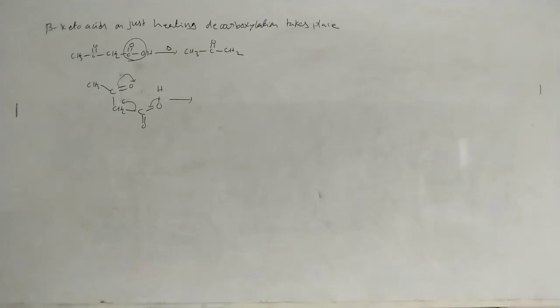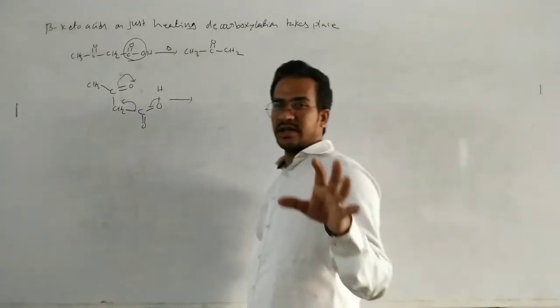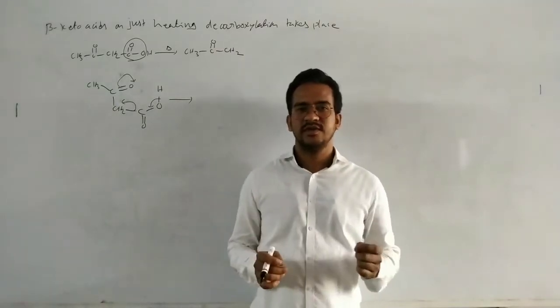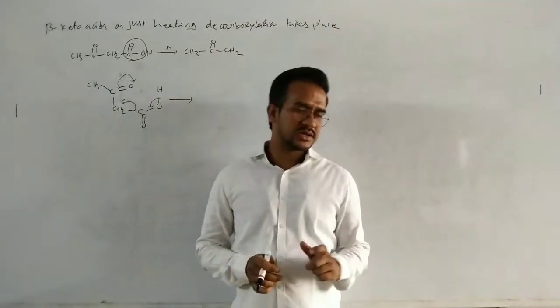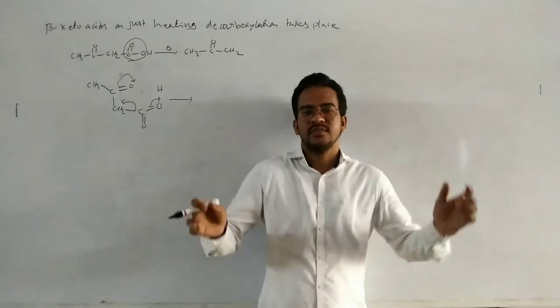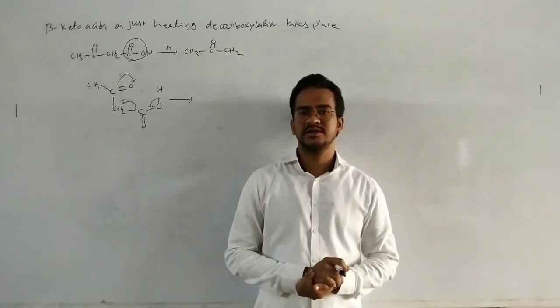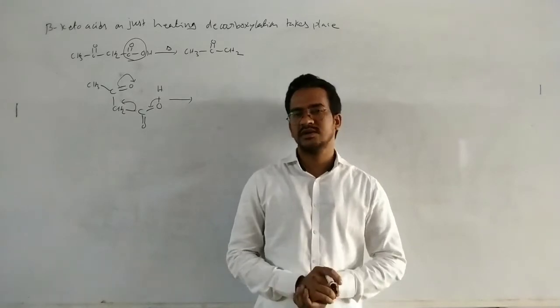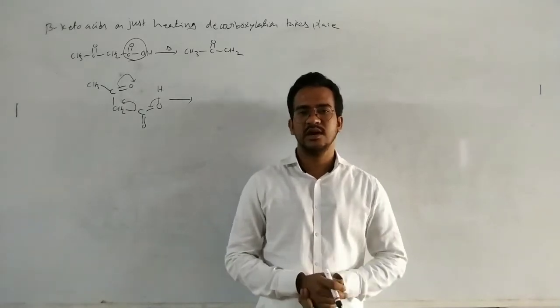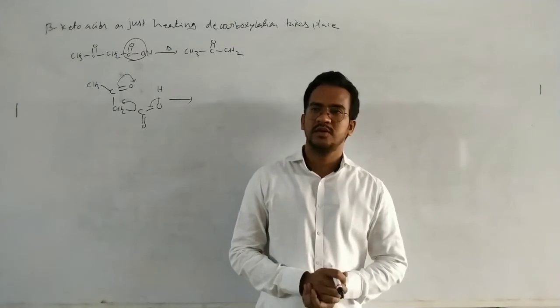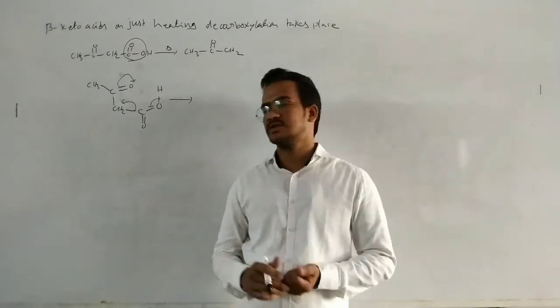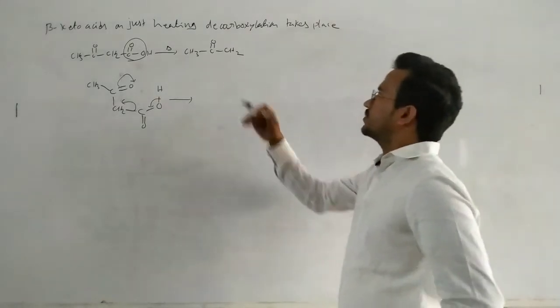Okay. So next, the beta keto acids on heating, decarboxylation takes place. That means here, just on heating. Generally, carboxylic acids on heating with soda lime undergo decarboxylation. But in this case, the beta keto acids and 1,1 dicarboxylic acids on just heating, decarboxylation takes place. That means here, through the cyclic transition state, the movement of the electrons takes place. We will get the decarboxylated product.